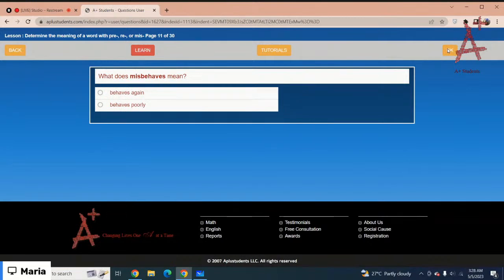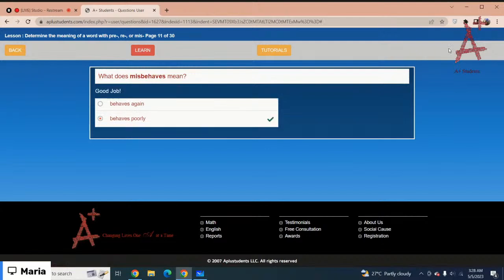What does misbehaves mean? Behaves again, behave poorly. Yes, misbehave means behaves poorly. Option number two is the correct option. Miss means poorly.